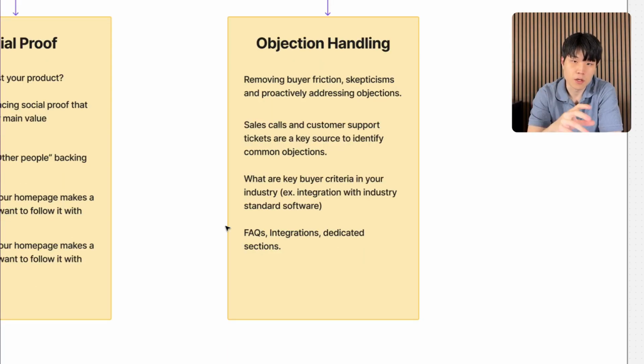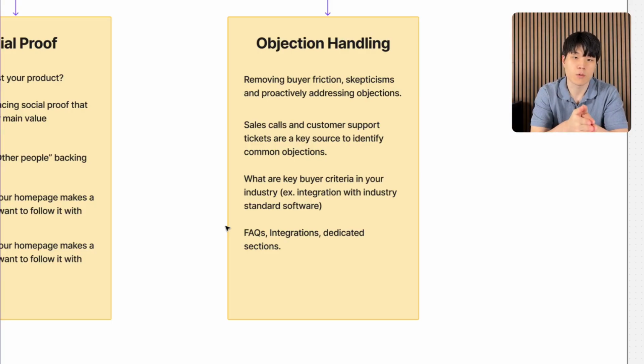You can put these in an FAQ, or if there is a certain objection that's very unique to your product and comes up very often, you could even create dedicated sections for these on your homepage. Another form of objection handling is to address buyer criteria. For example, if you sell to a specific niche or an industry and everyone in that industry uses a certain tool, let's just say QuickBooks for now, then you want to show that your tool integrates with QuickBooks because that's just a criteria for them.